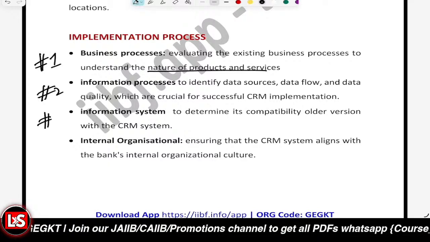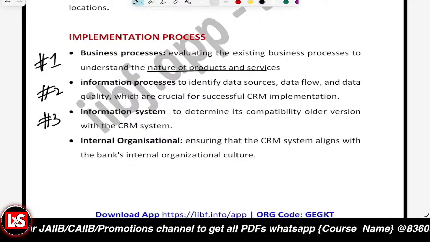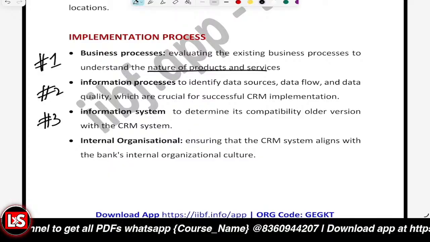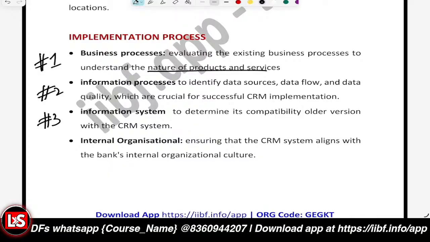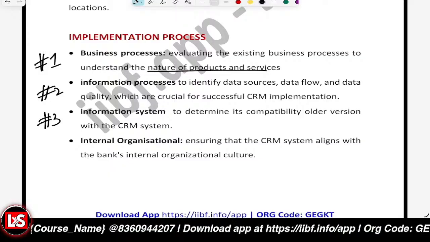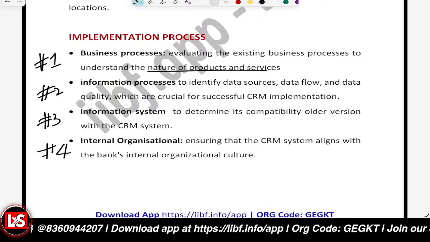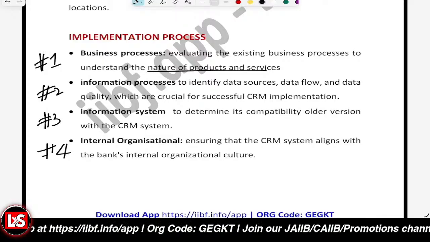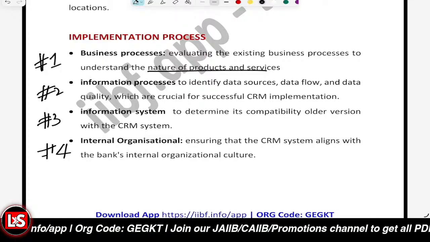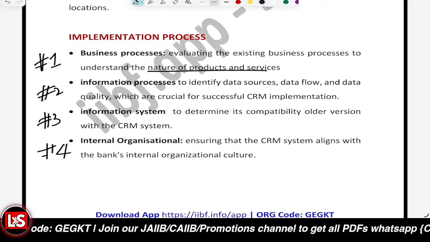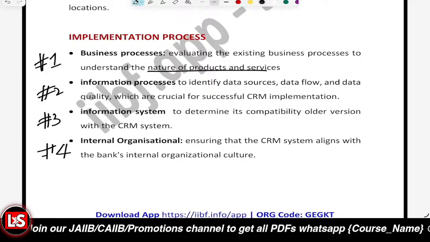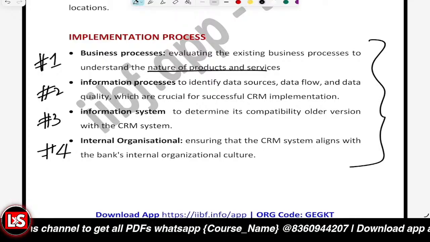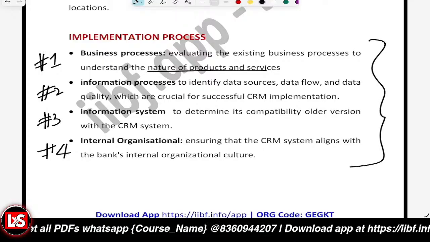And the third one is about the information system. Banks also assess the existing IT systems to check the compatibility with the CRM software, integration capability and all. And the fourth one is internal organizational alignment. Like, internally, are you aligned? Basically, CRM implementation has to match the organization culture, the employee readiness, and management support also. If those things are available, only then can the CRM be implemented successfully, right?